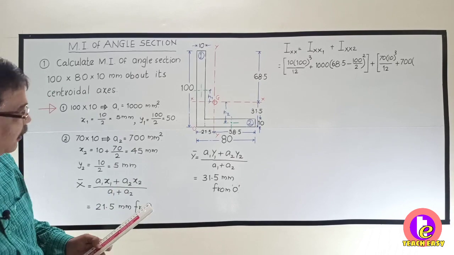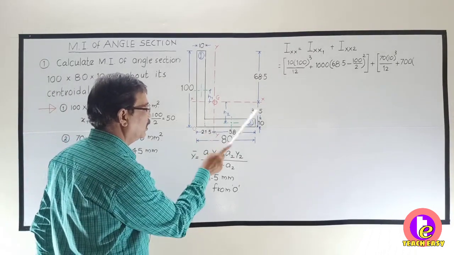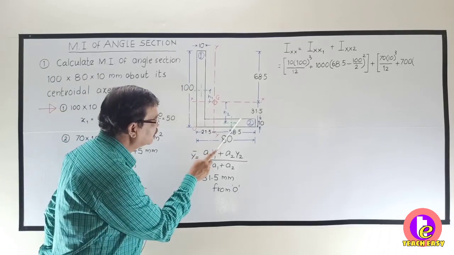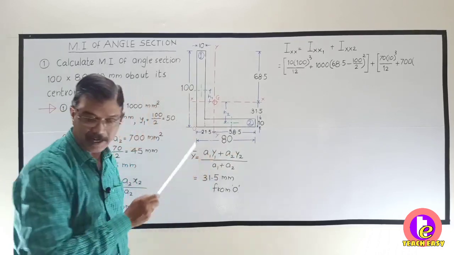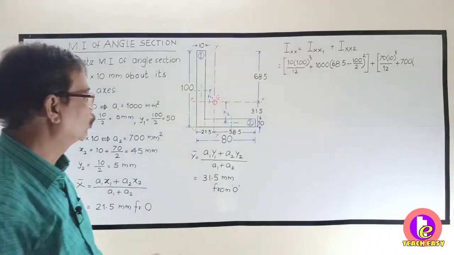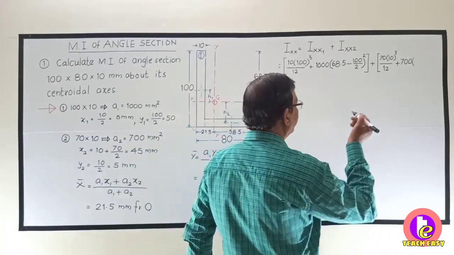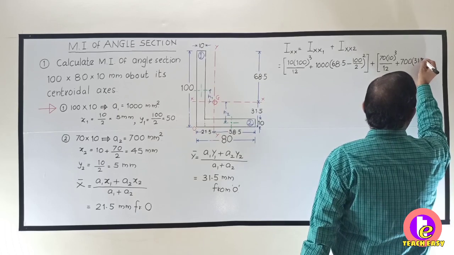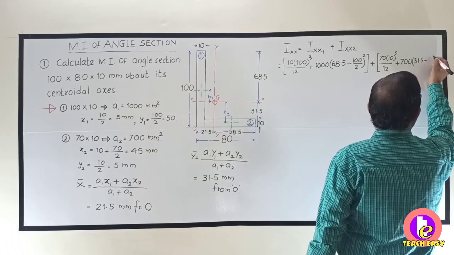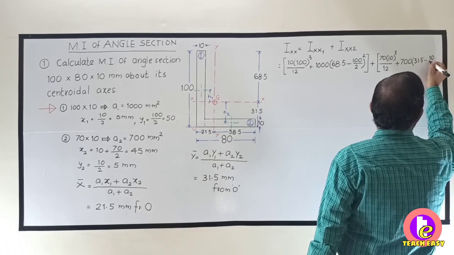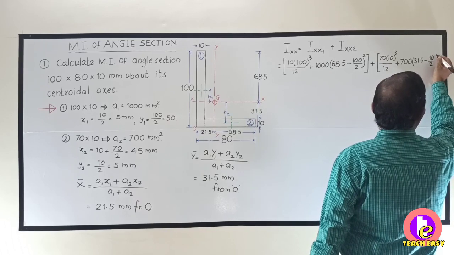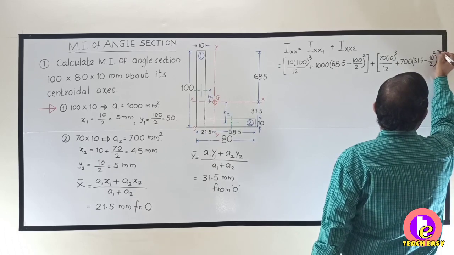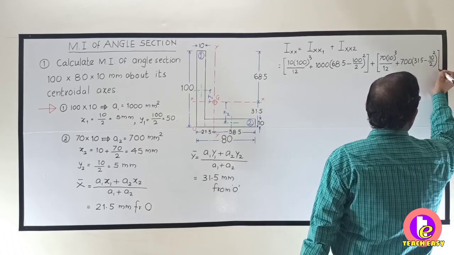Look here. What is this distance here to here? It is 31.5. And what is this distance? This thickness is 10. Half of that is 10 by 2. So it will be, come on, tell me, 31.5 minus 10 by 2. Don't forget to make it square, and this comes out like this.